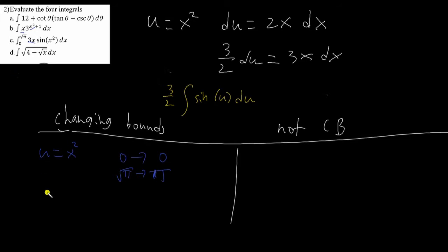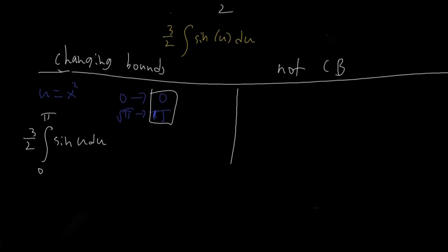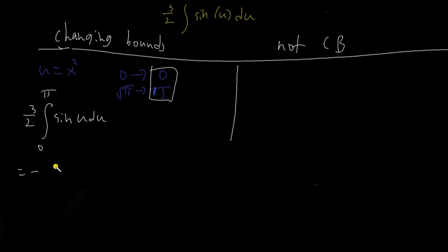So knowing that, I'm going to integrate from 0 to pi. These are our new bounds, and the function is going to be sine of u du, and the integral of sine is negative cosine. And I still have the 3/2 here, don't forget the 3/2. That's going to be equal to negative 3 over 2 cosine of u, evaluated from 0 to pi.